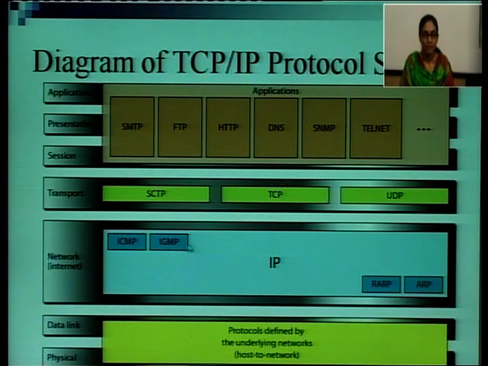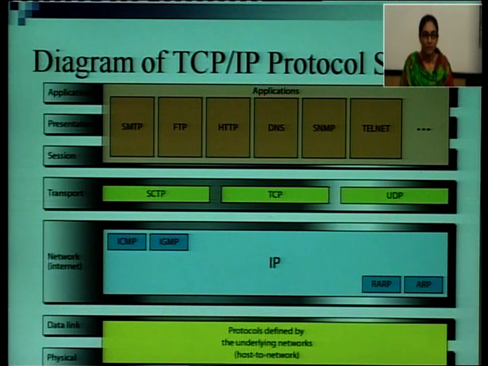For this IP, we have some supporting protocols. First is ICMP, that is Internet Control Message Protocol, IGMP, that is Internet Group Message Protocol, Address Resolution Protocol, and Reverse Address Resolution Protocol. In case of the transport layer, we basically use two protocols, that is TCP and UDP, that is Transmission Control Protocol and User Datagram Protocol. Stream Control Transmission Protocol is also used in the transport layer.